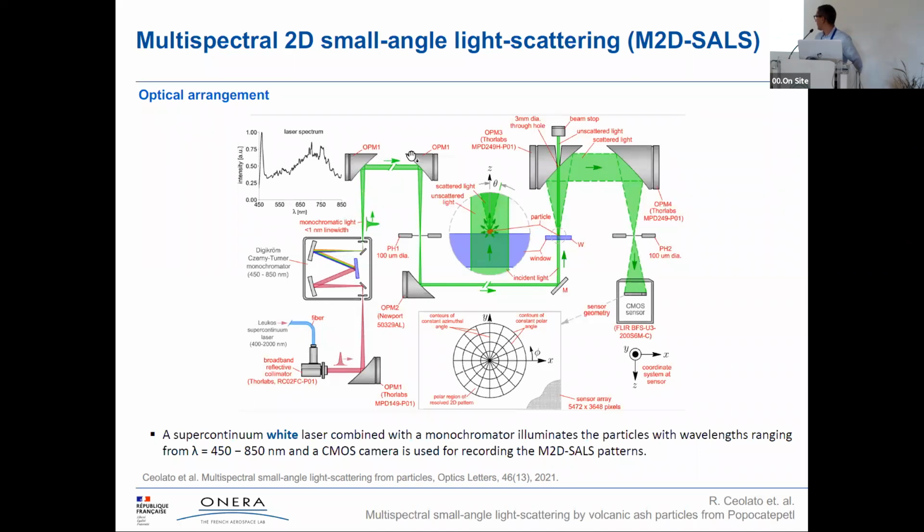And the light beam is going through several mirrors until this part where a particle of volcanic ash is deposited on a glass window. And we collect over here in green the scattered light from the particle in a small angle region. And this is measured then by a CMOS sensor. So we use this simple device to probe the light scattering properties at different wavelengths.